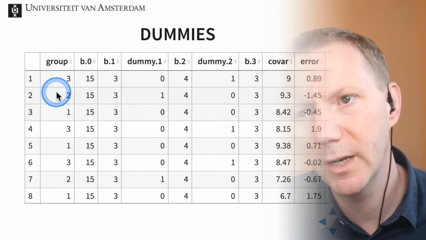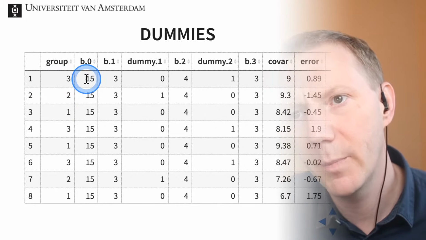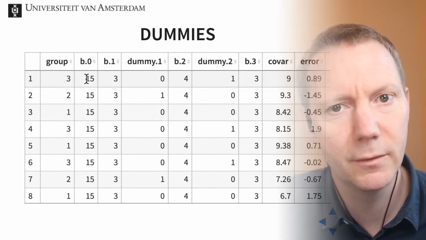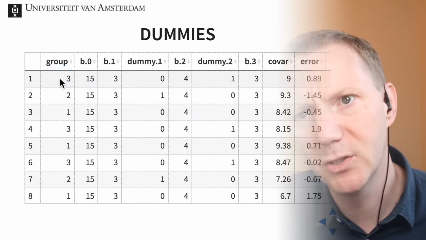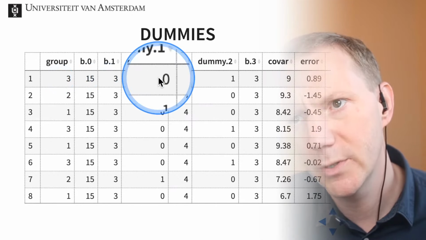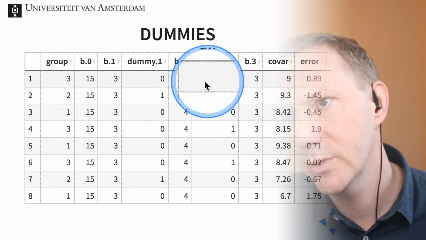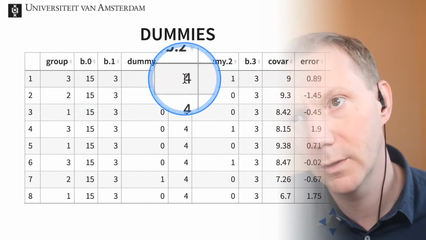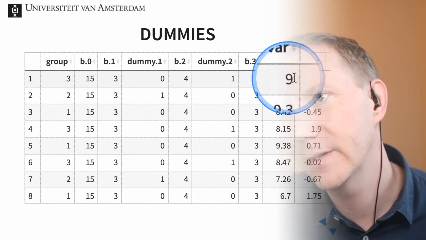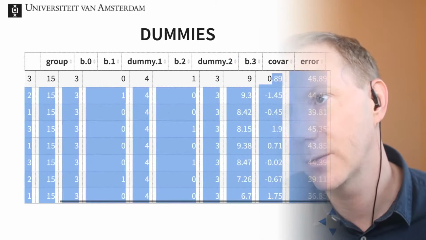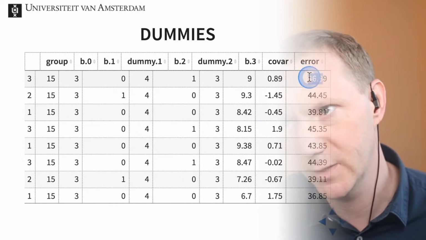If we have someone in group 3, then the beta coefficient 0 would still be 15, but this is a Belgian person, so it's not a German person, so the beta coefficient for 3 is turned off. It is a Belgian person, so we add the beta coefficient for the Belgian people. And we add the covariate, and we add the error, and that means that we can determine the expected value, so the value that we have for this person.